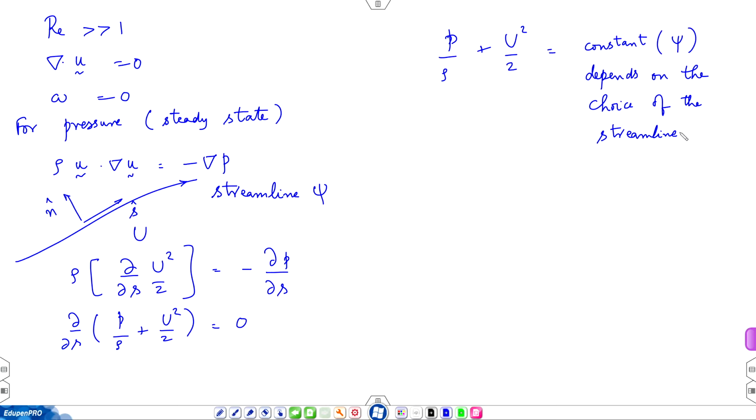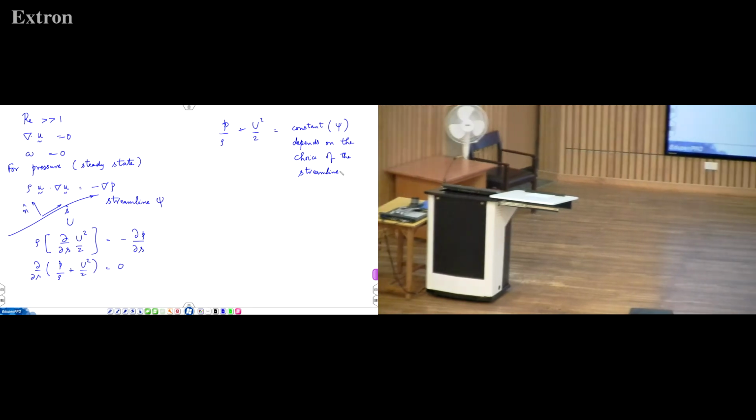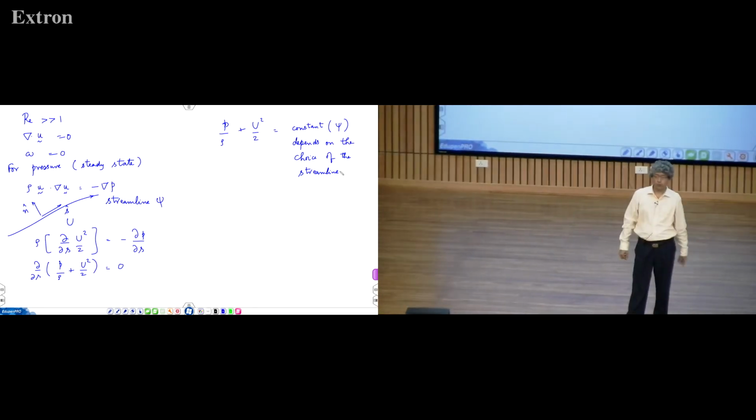Now, what is this equation? Have you seen it before? What is this equation? Bernoulli's equation. So, when do you get Bernoulli's equation? For ideal fluid flow, where mu is 0. So, you see that Navier-Stokes equations will reduce to Bernoulli's equation in the limit of Re approaching infinity.